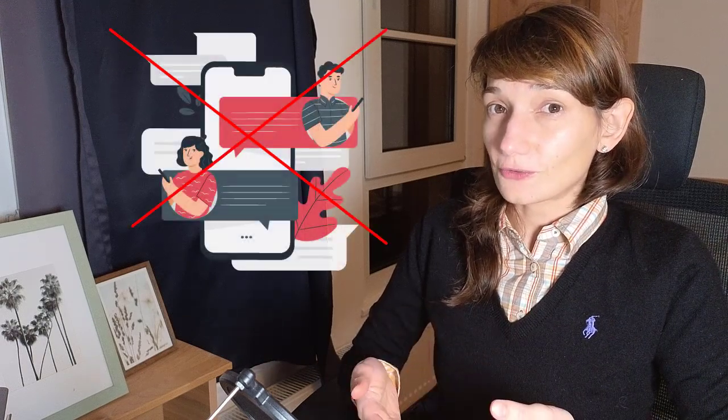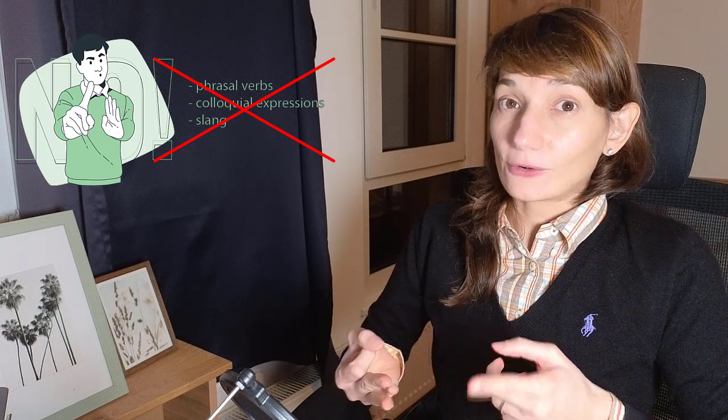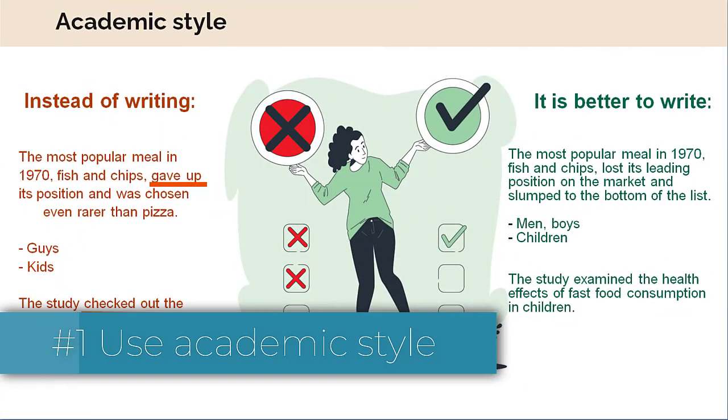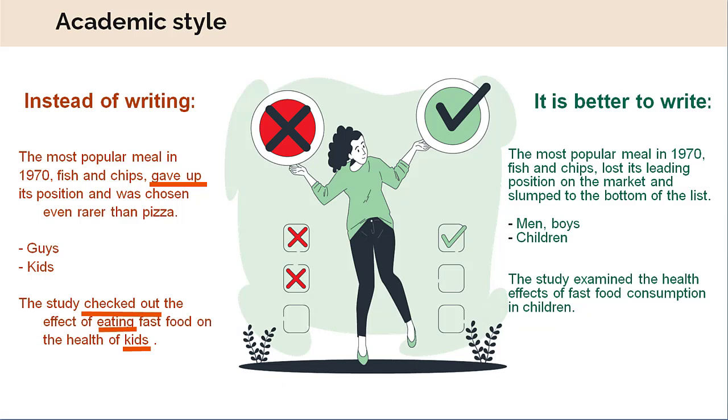So first of all, remember the style. You're writing a graph description, not chatting to a friend. Mind your choice of words. Use academic, formal style and avoid the use of colloquial expressions, phrasal verbs, and of course, slang. So let's see that in action. Here we have several examples with the use of phrasal verbs and colloquial expressions.